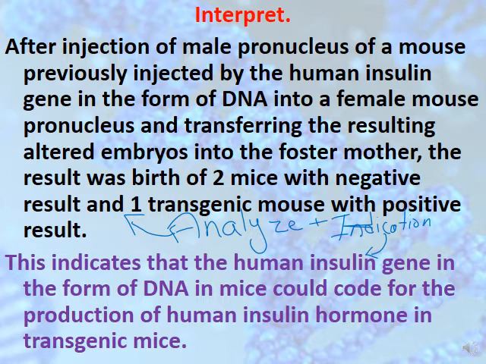This indicates that the human insulin gene in the form of DNA could code for the production of human insulin hormone in the transgenic mice, which is the positive result.